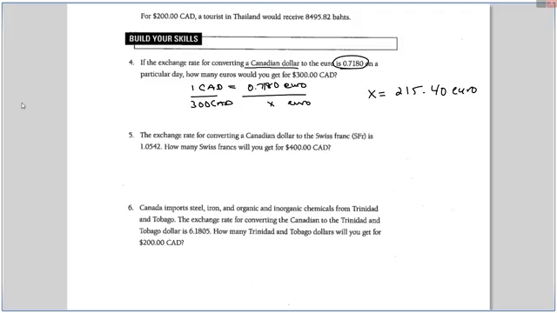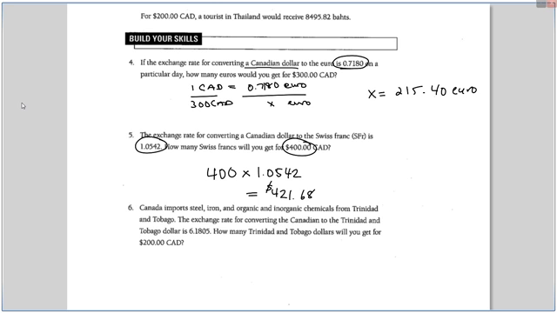Exchange rate for Canadian dollar to the Swiss franc, 1.0542. How many Swiss francs would you get for 400 Canadian? Once you start getting good at this, you realize if 1 is worth this much, then 400 would be worth just 400 times the exchange rate. So if you know how much for 1, then you just multiply how much you have by the exchange rate, and this is 421.68.